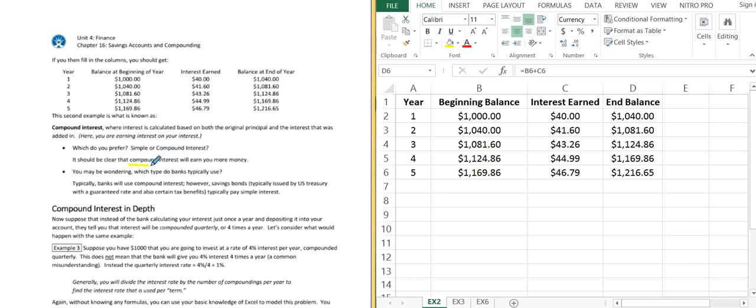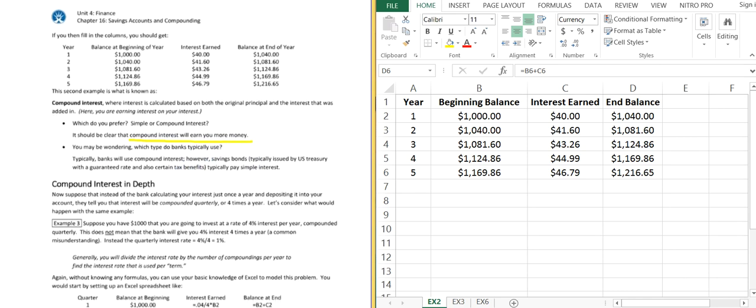Now, you may wonder which type of interest is typically used. Both get used. More often than not, banks and other investments will use compound interest, but there are certain types of savings bonds that might have certain benefits to them, like a guaranteed rate and certain tax benefits. And so a lot of times those savings bonds might pay simple interest. And so, you definitely see both done out there.